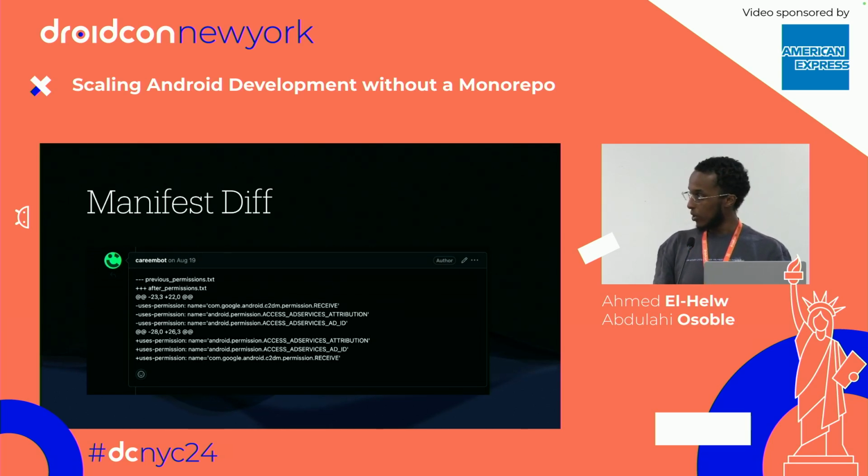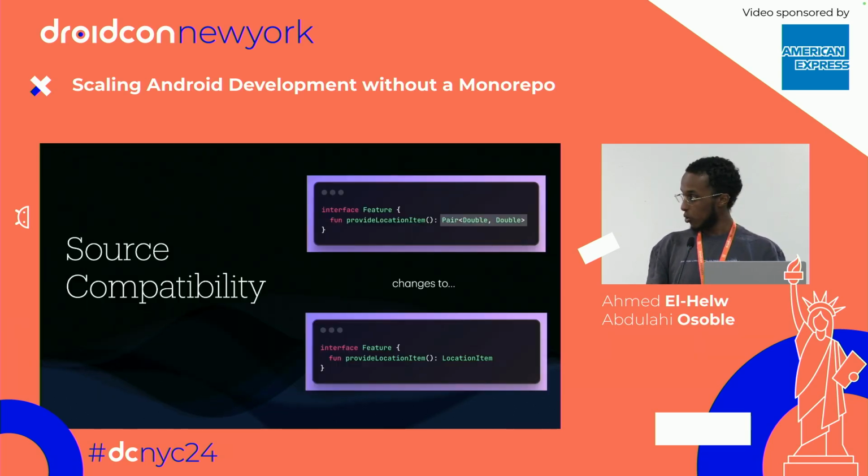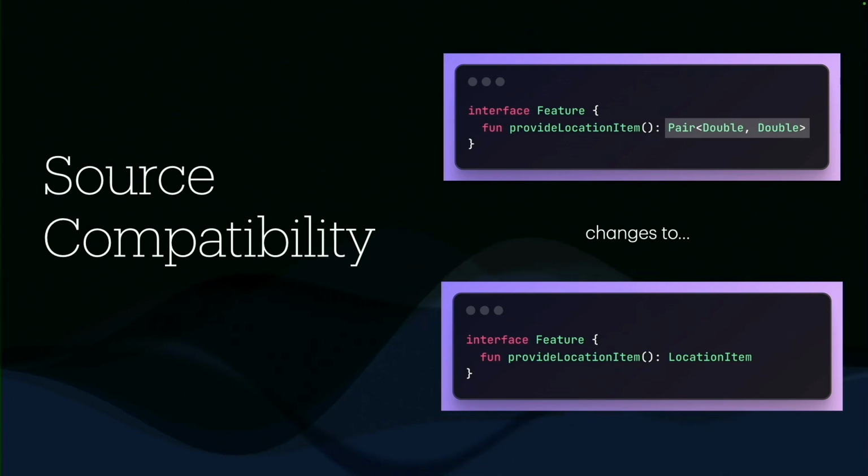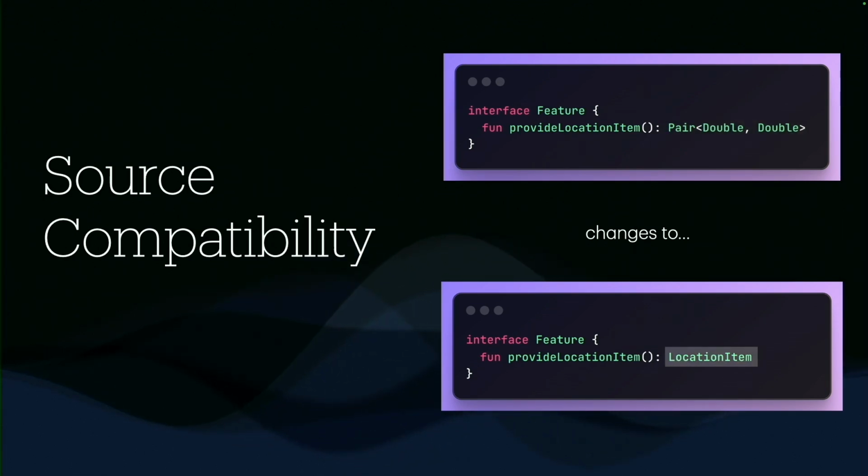And finally, we have source and binary compatibility. And this applies both to our internal and third-party libraries. So I'm going to start off with source compatibility since it's the more straightforward of the two. Source compatibility is mostly when you break the public API explicitly. So this is an example of our feature interface where you provide a location item. Initially it was just a pair of doubles, and we changed that to a location item.